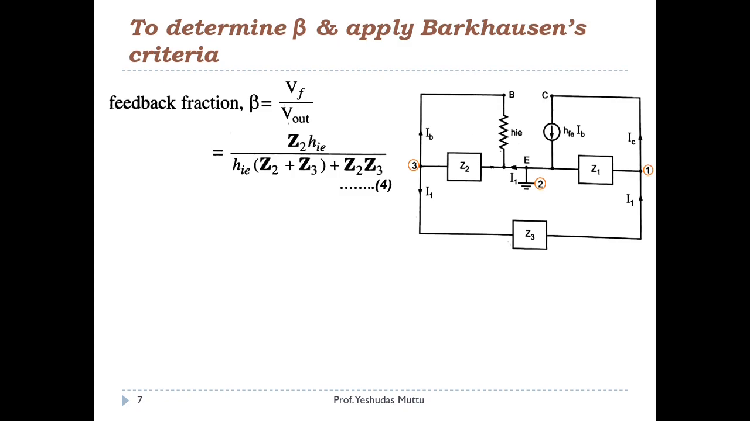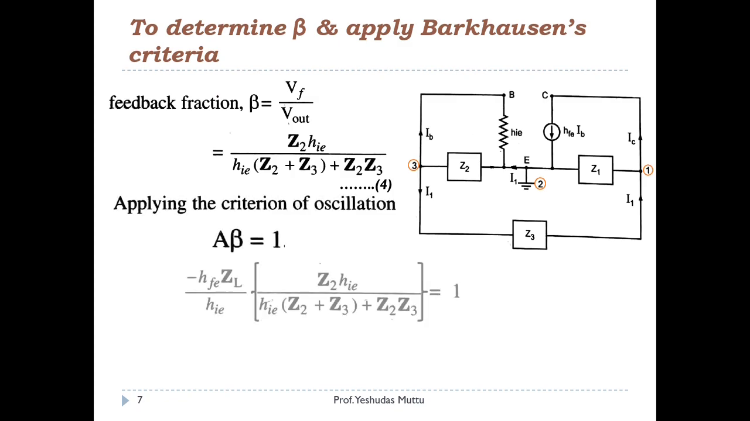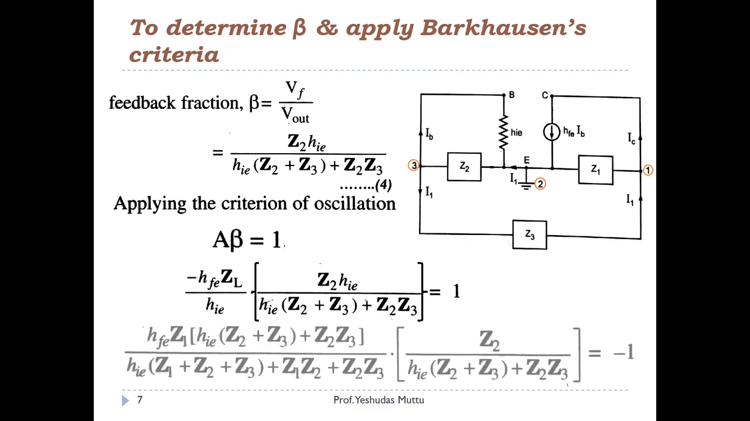Now I have A with me, I have beta with me. What I'm supposed to do is apply Barkhausen's criterion. So apply this criterion, A beta is equal to 1. Substitute A, which is nothing but minus HFE upon HIE into ZL, multiplied by this beta which I've just got over here. Fine. Solve this, multiply these terms inside, this HIE and this HIE are going to get cancelled. I'll take this minus over to this side. So it's going to be somewhat this way.